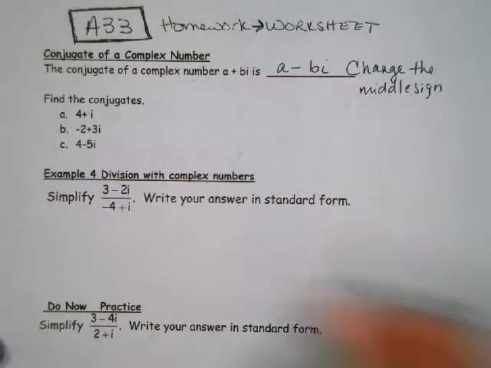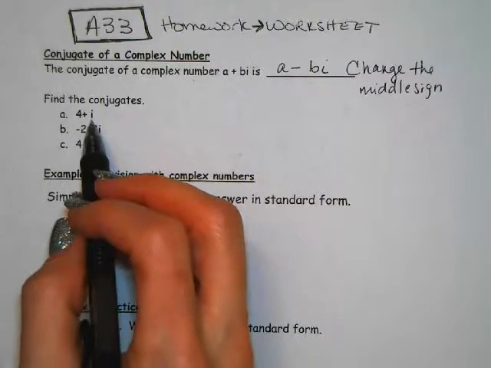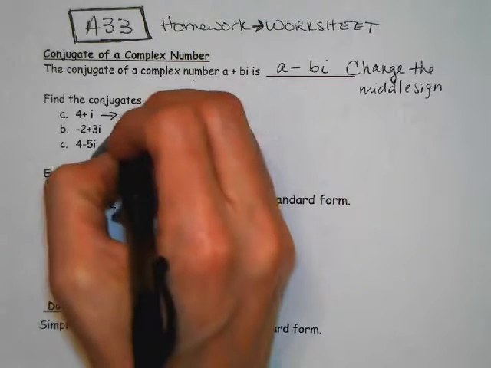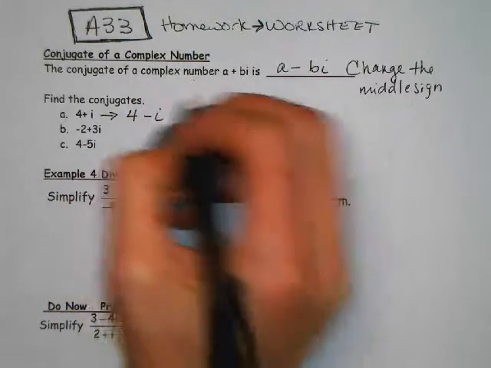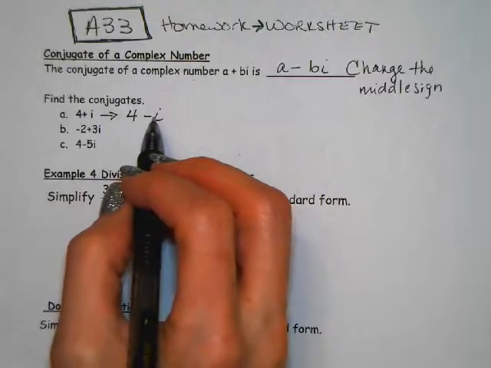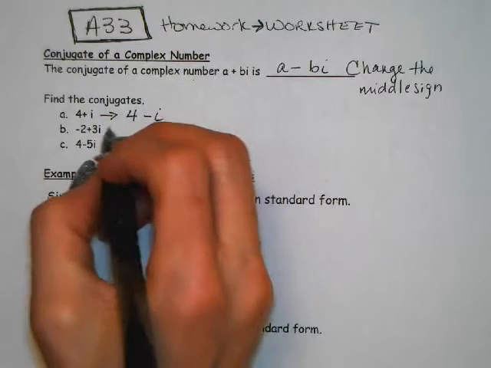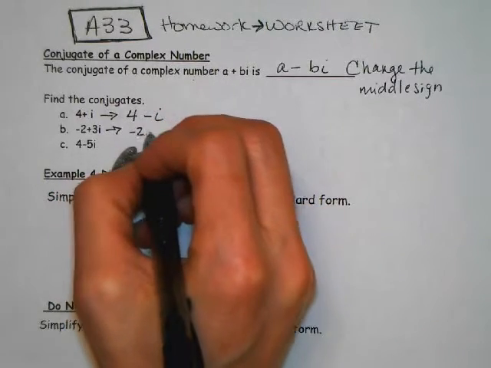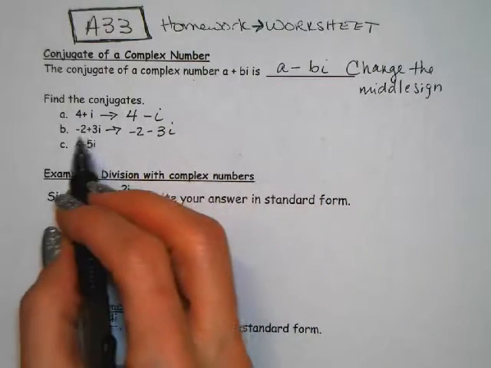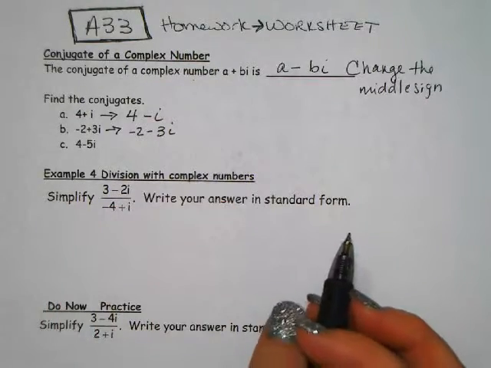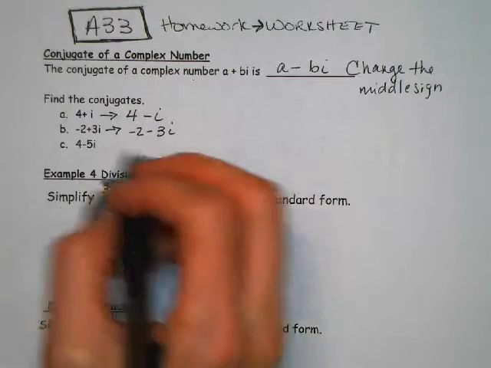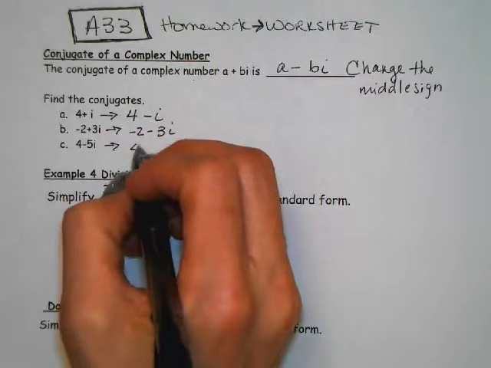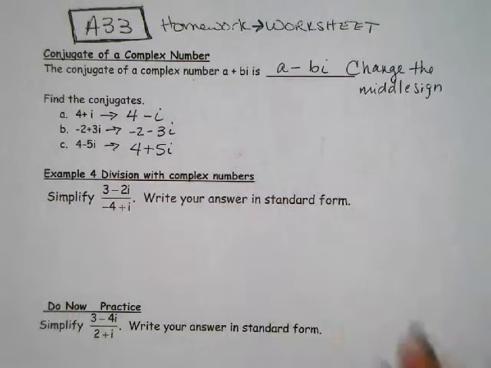Okay? So if I look at this complex number here, 4 plus i, and I said, write its conjugate. Well, it's going to be 4 minus i, because it's the same values for a and b, but just the middle sign has changed. For negative 2 plus 3i, the conjugate would be negative 2 minus 3i. Again, the same thing for a and b, just the middle sign has changed. And for the complex number 4 minus 5i, the conjugate would be 4 plus 5i.